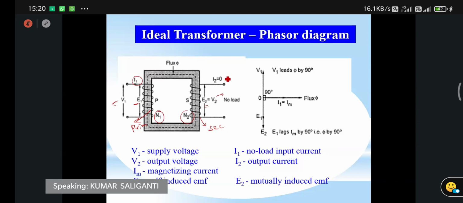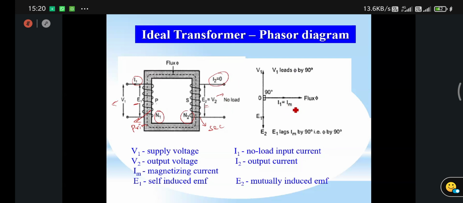You can see the no load condition here, where no load means that I2 equals 0. There is no I2. So you can see I1 equals Im. If you take the flux as the reference here, the Im is nothing but the magnetizing current, or I mu you can take.